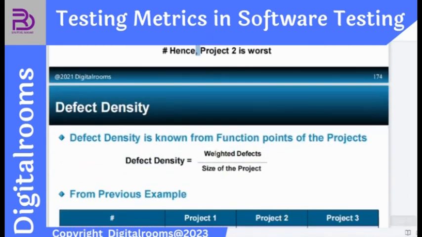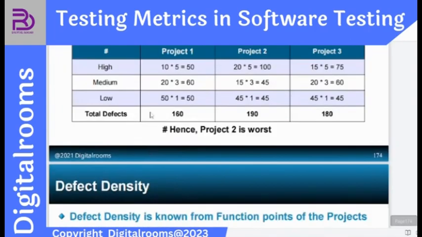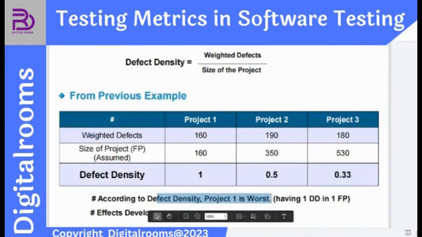So defect density is the weightage defect divided by the size of the project. Taking the example of the previous table, weightage defect is 160, 190, 180. Size of the project is 160, 350 and 530. Defect density is 1. How? 160 divided by 160 is 1. 190 by 350 is 0.5. 180 by 530 is 0.33. So according to defect density, project 1 is worst.